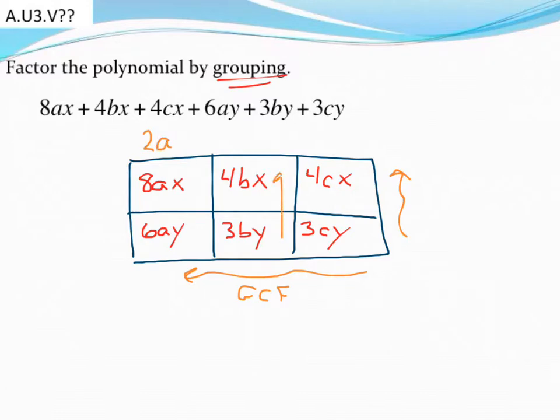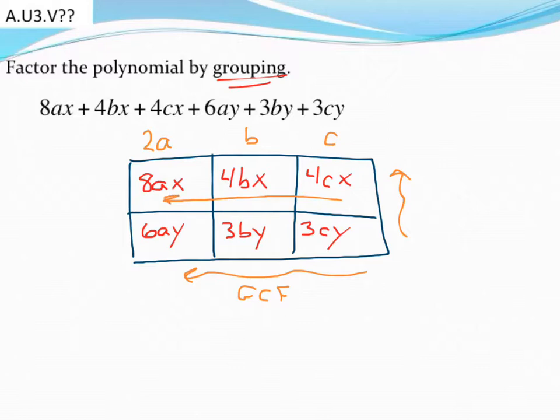Looking up this column, 4bx and 3by, it looks like the only thing they have in common is the variable b. And then finally over here in this column, 4cx and 3cy, they both have a c, or a 1c, in common. Okay? So let's do the same thing now across the rows, and this time I'm looking for things that all 3 of these have in common.